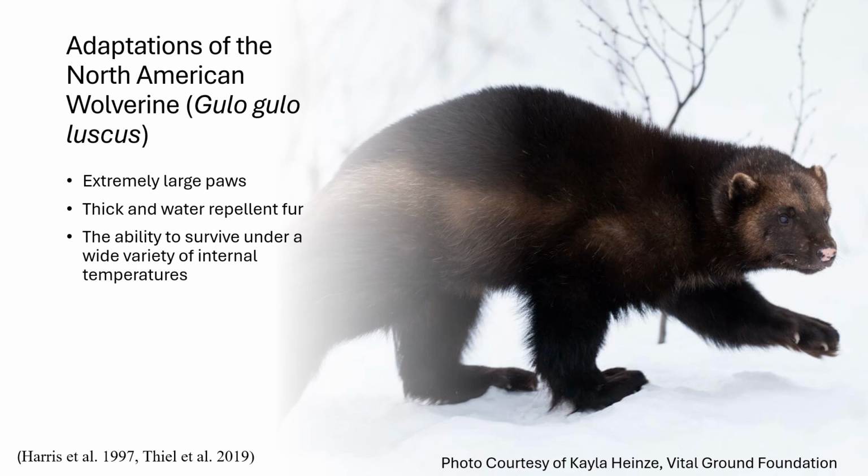The most obvious adaptations are their morphological adaptations, which include large paws to walk on top of the snow, similar to snowshoes, and thick and warm and water-resistant fur to help keep them warm and dry, according to Harris et al. An example of a physiological adaptation that wolverines have is the ability to survive even when their internal body temperature drops from their normal 101 degrees down to just 60 degrees Fahrenheit, according to Thiel et al. 2019.